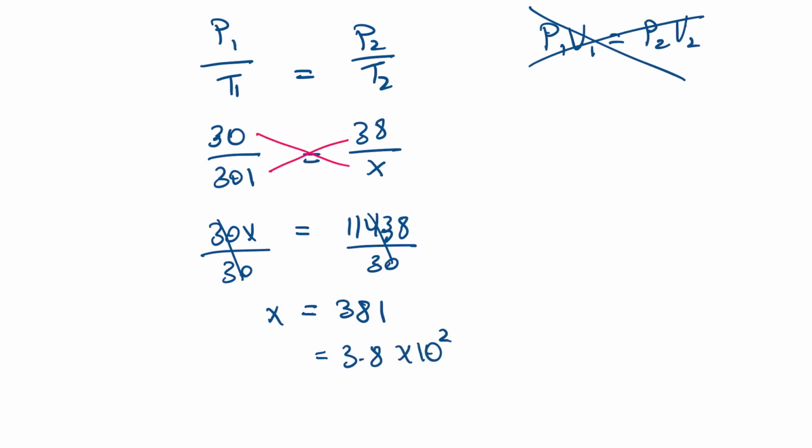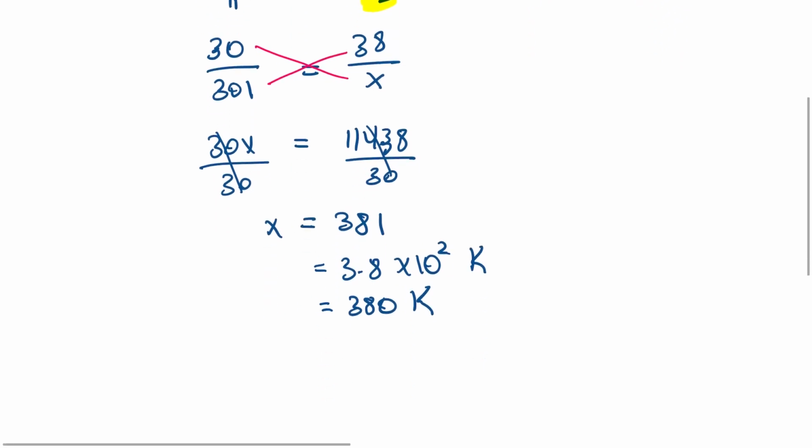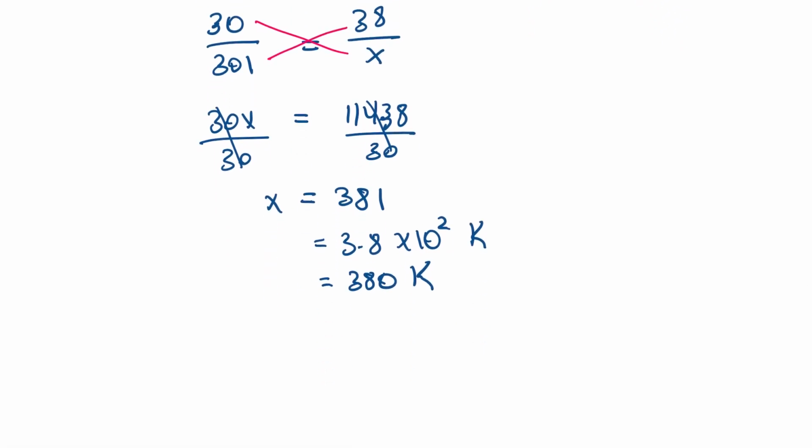What is this? What did I just solve for? Oh, I solved for a temperature, and my temperature is in Kelvin, so this is going to be 3.8 times 10 to the 2 Kelvin, or you could also write it as 380 Kelvin. If you don't put the period there, it can stand for 2 sig figs. Now, 380 Kelvin may not have much context for you, so I'm going to go ahead and subtract out 273 and get it back into Celsius. And my tires are 107 degrees Celsius.